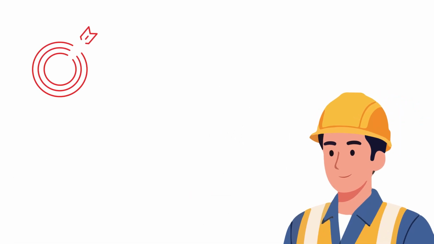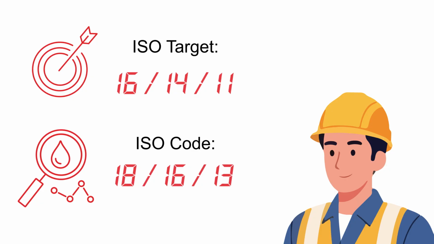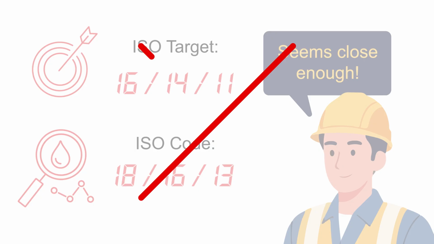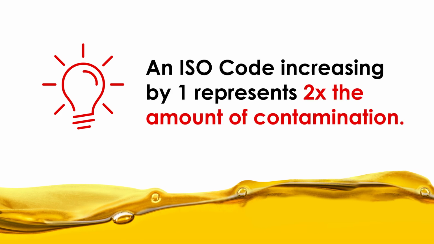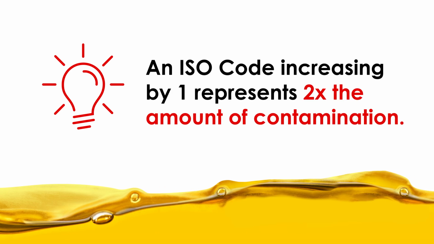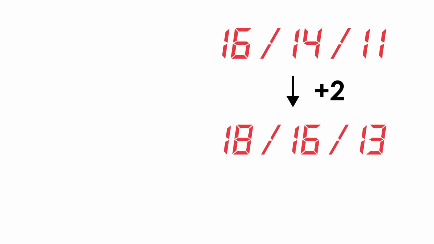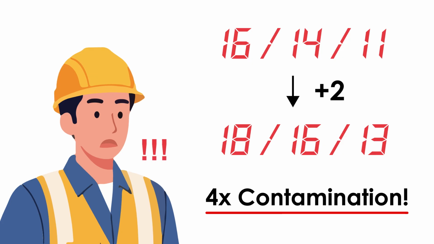Let's say the ISO target for your machine is 16/14/11. If you sample your hydraulic fluid and find an ISO code of, say, 18/16/13, that seems close enough, right? Wrong. ISO codes are not incremental. When it comes to ISO codes, an increase of just 1 actually represents double the amount of contamination. This means that exceeding your ISO target by 2 actually represents 4 times more solid contamination grinding away in your system.